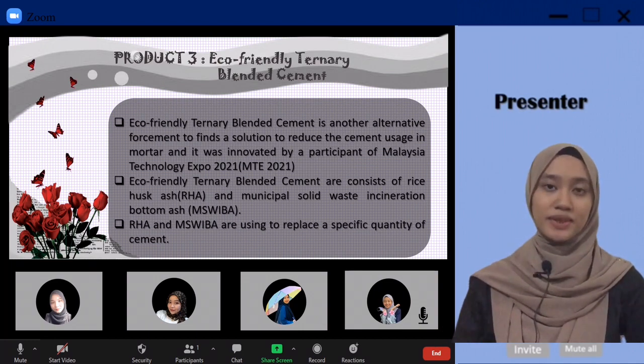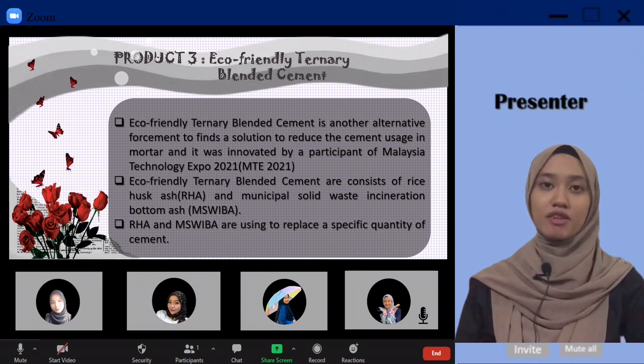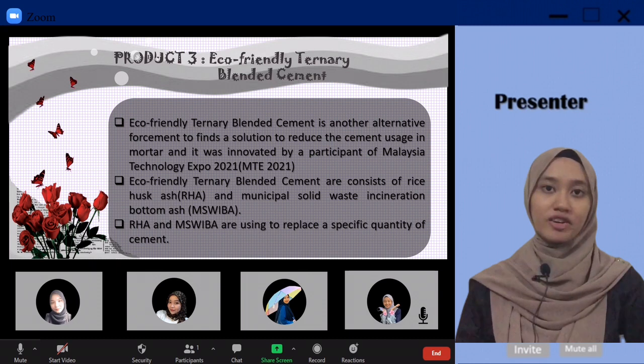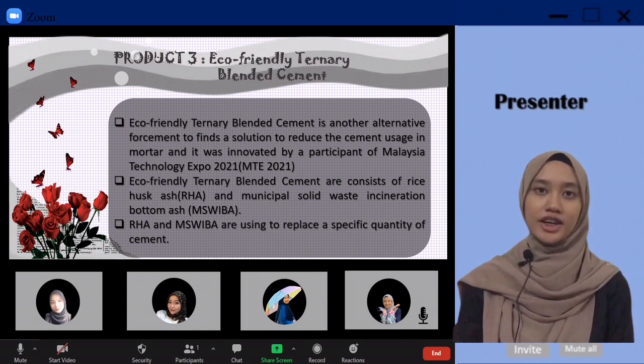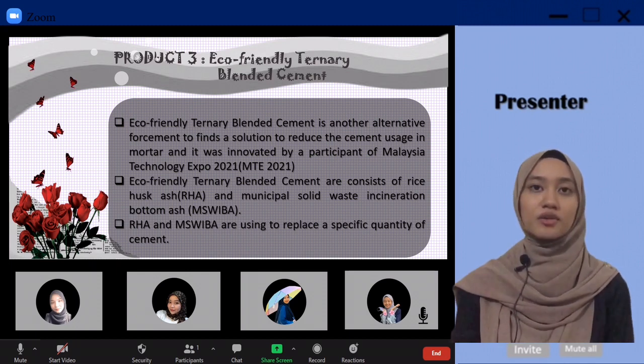Eco-friendly ternary blended cement is another alternative for cement to find a solution to reduce the cement usage in mortar, and it was innovated by a participant of Malaysia Technology Expo 2021. Eco-friendly ternary blended cement consists of rice husk ash and municipal solid waste incineration bottom ash. RHA and municipal solid waste incineration bottom ash are used to replace a specific quantity of cement.